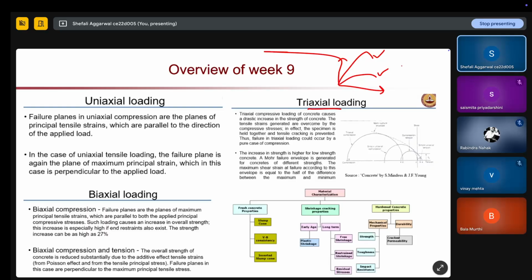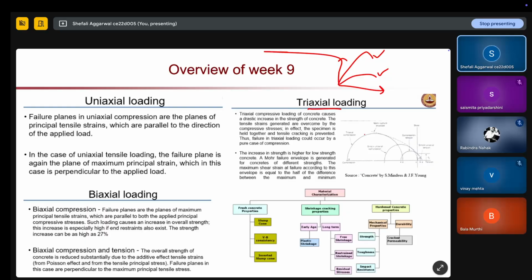If I am applying triaxial loading, lower strength concrete will have more chances of voids or pores. So that increase in strength will be more visible in this type of concrete as compared to concrete which initially has a higher strength. Higher strength means its particle packing is much more compact in the initial stages. So if we talk about percentage increase, it will not be as much as in lower strength concrete.